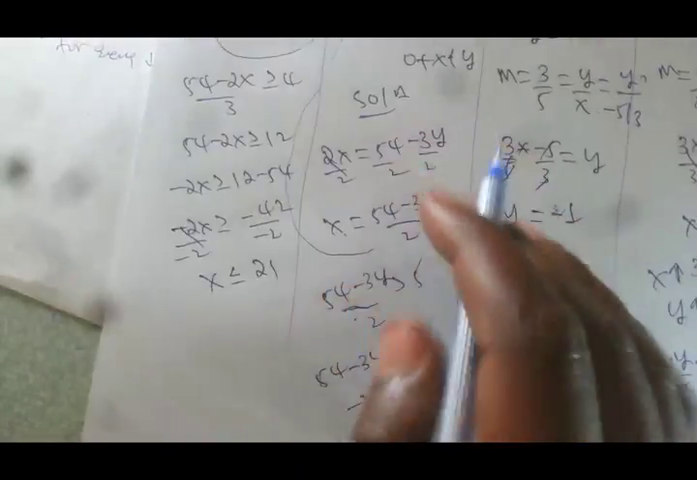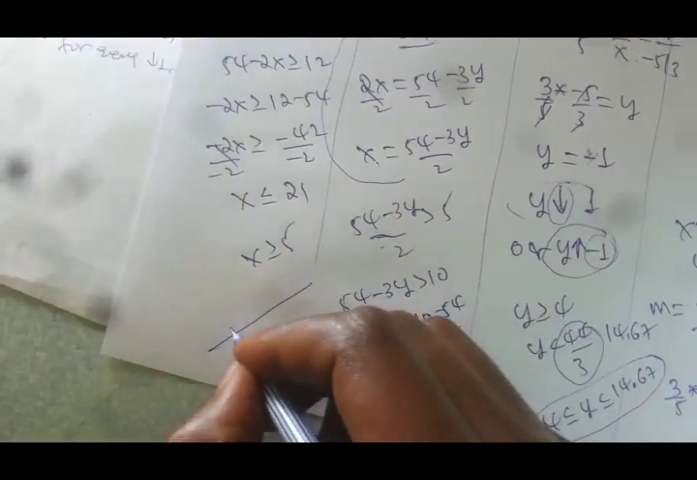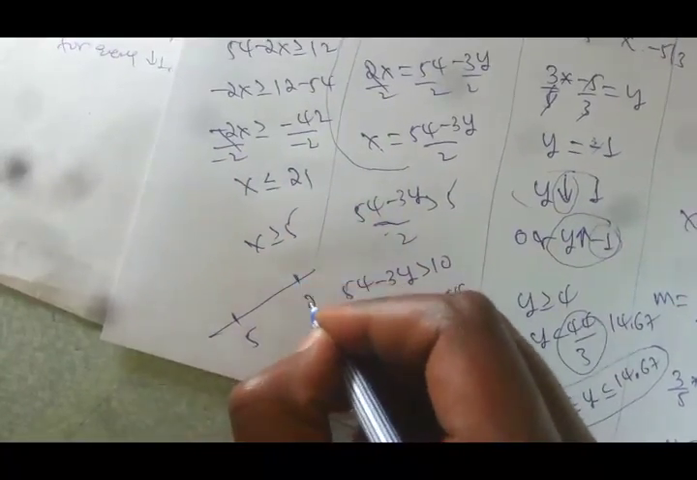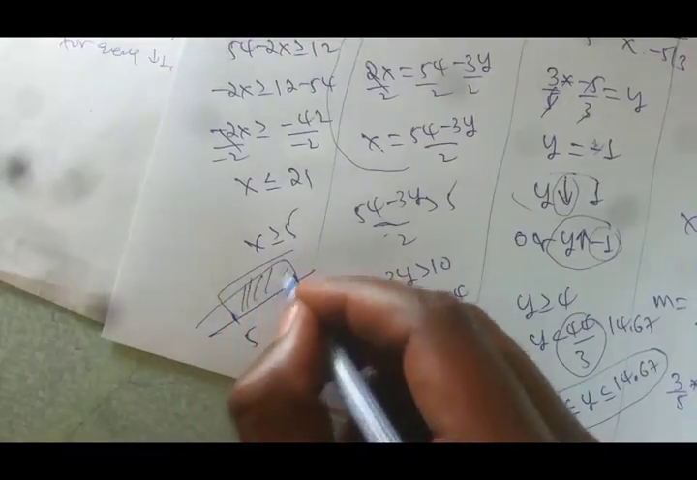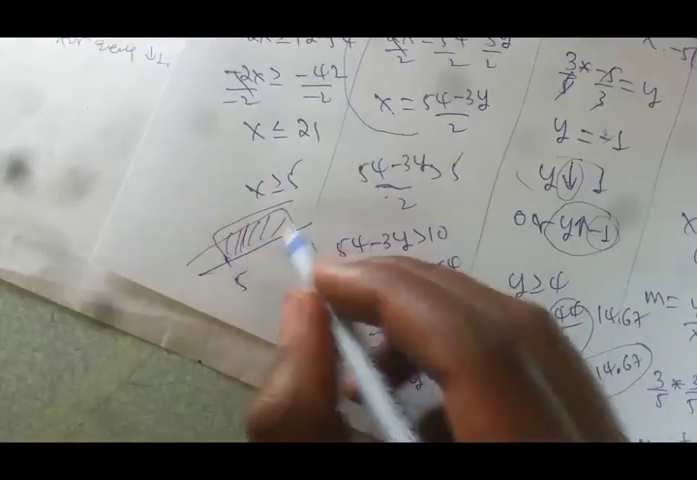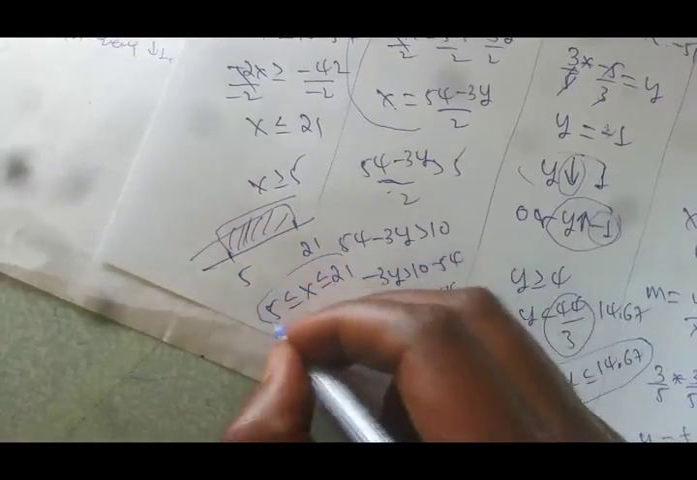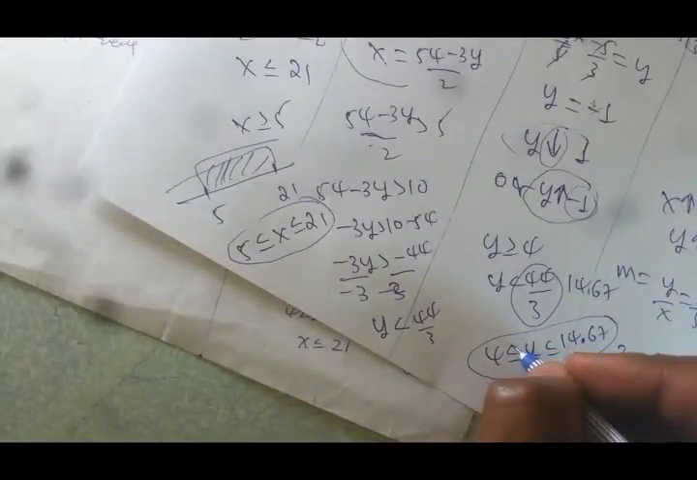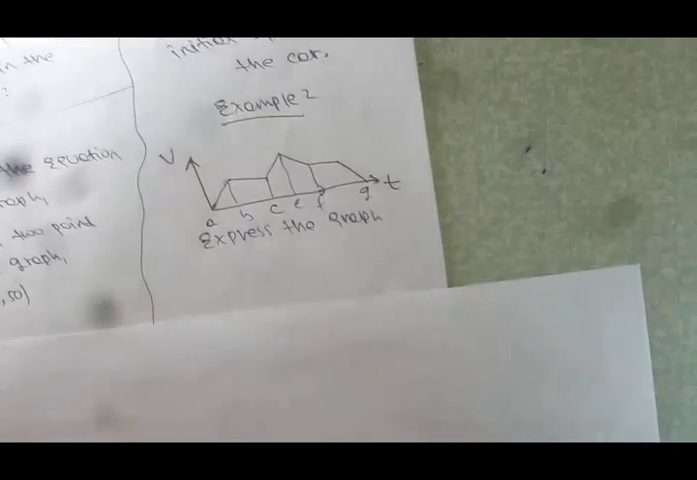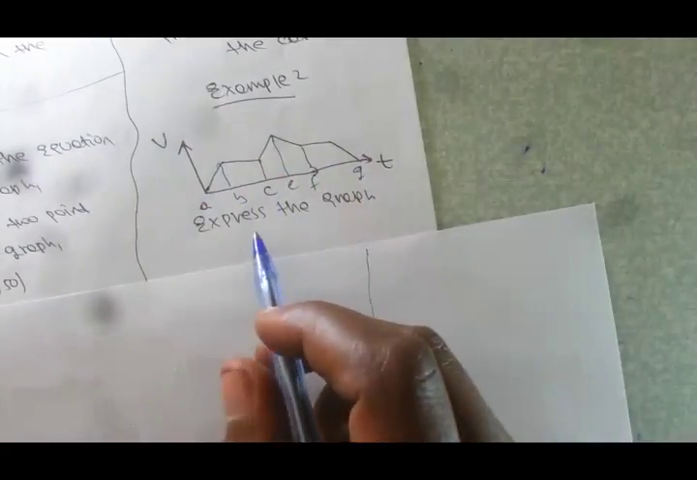And we are already given that x is greater than or equal to 5. So this is 5, this is 21. It must be less than this and it must be greater than this. So this is our solution. Therefore 5 is less than or equal to x, and x is less than or equal to 21 is all the possible values of x, and this is all the possible values of y.